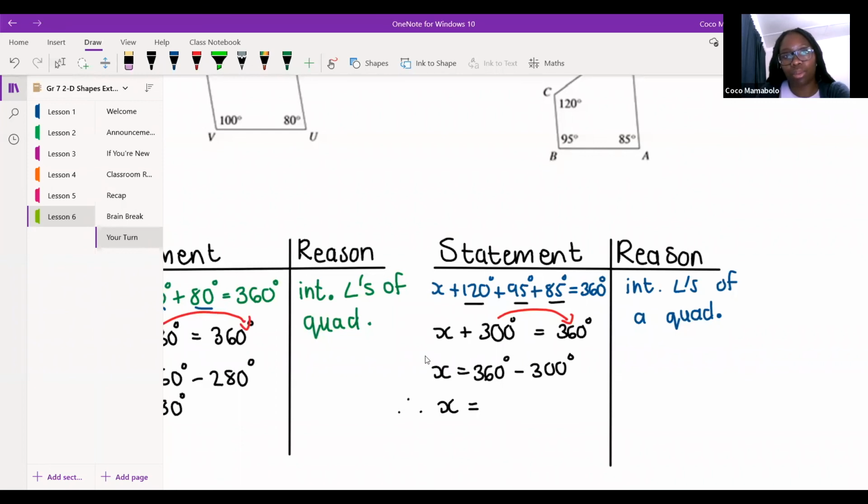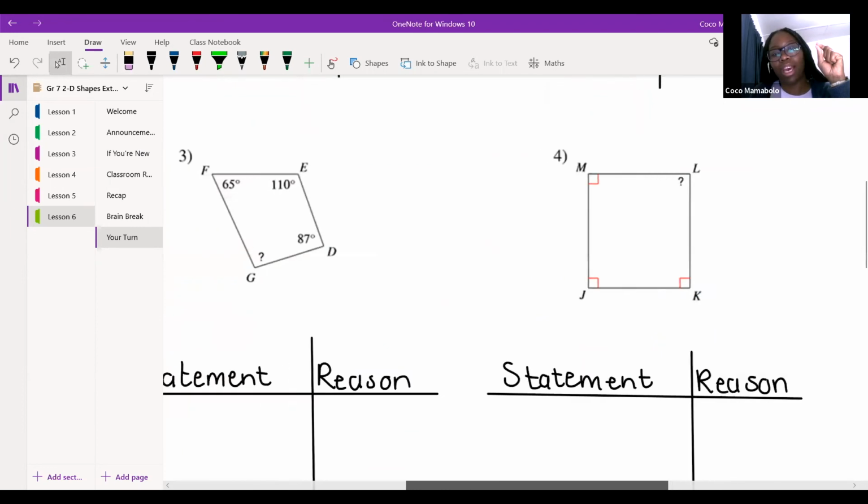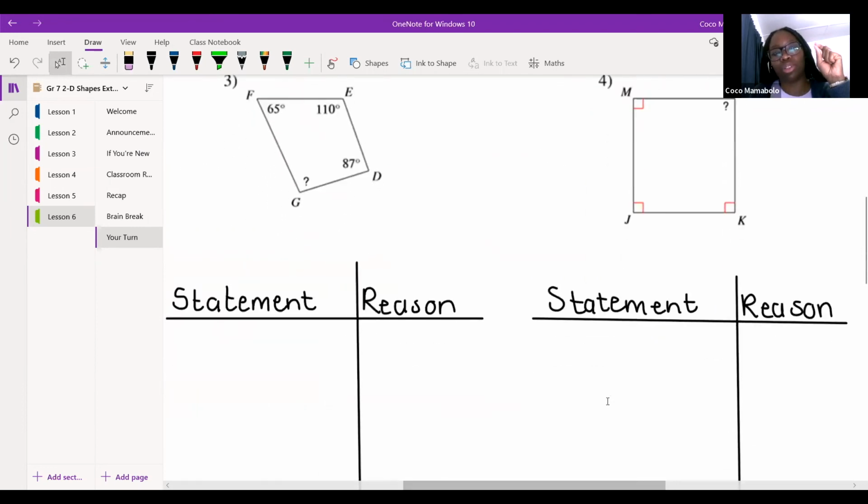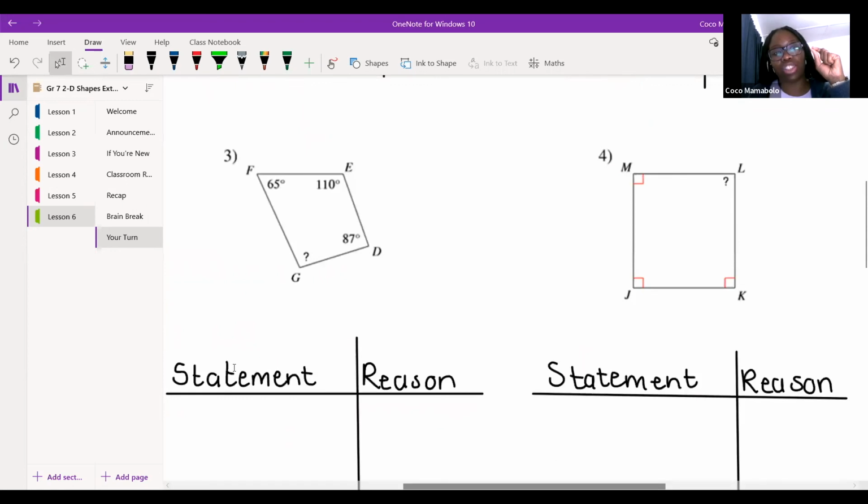This x is equal to 60 degrees. Okay. I hope you guys are looking at the way that we're doing it. This is how we need you guys to do it every single time. I need 2 more hands so we can do numbers 3 and 4. Okay, we're going to be very quick about it. I just need my statement and my reason.